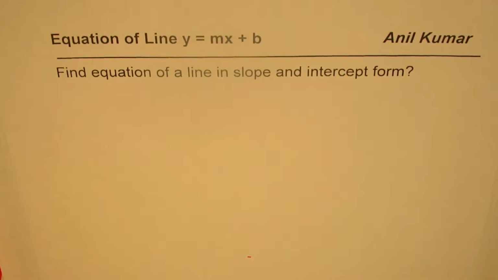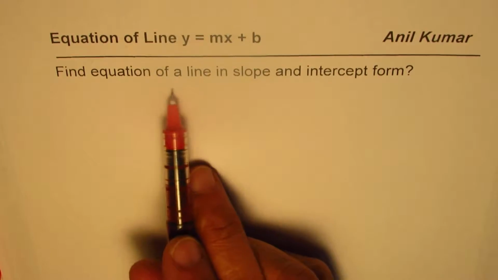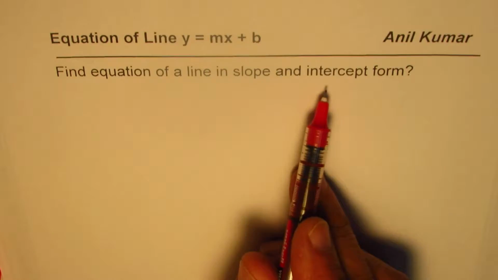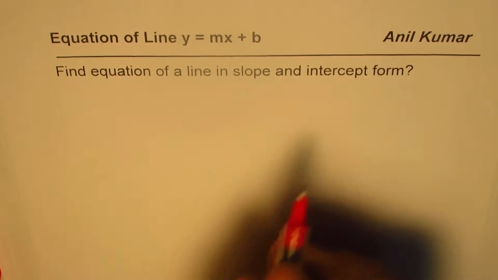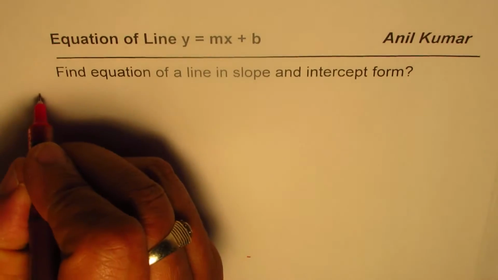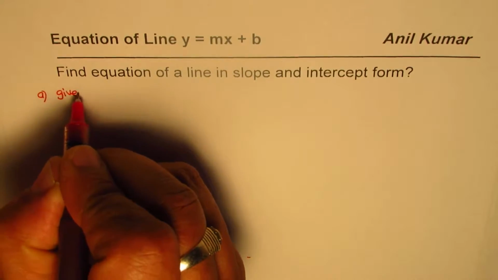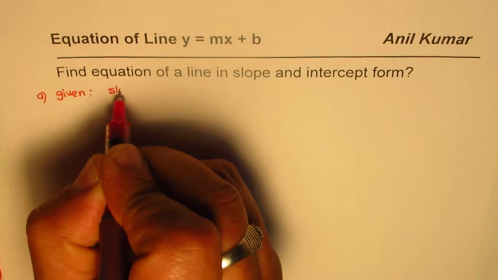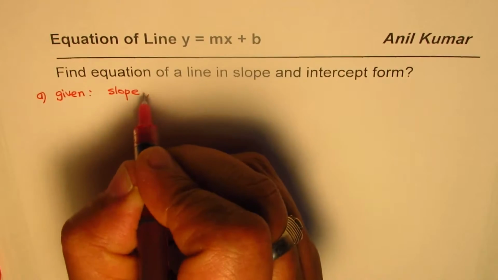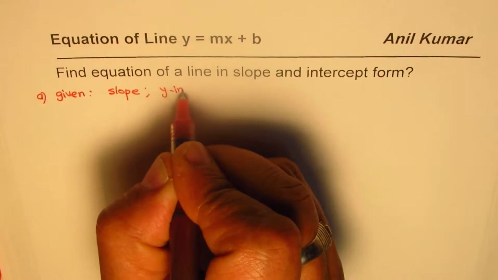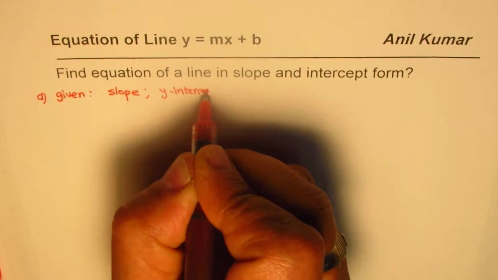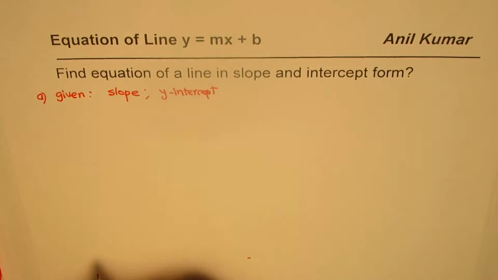I'm Anil Kumar, and in this video we will learn all possible situations where we can find an equation of a line in slope and intercept form. So there could be three cases. Case A could be you are given slope and y-intercept, right? So both are given to you. So that could be case 1.